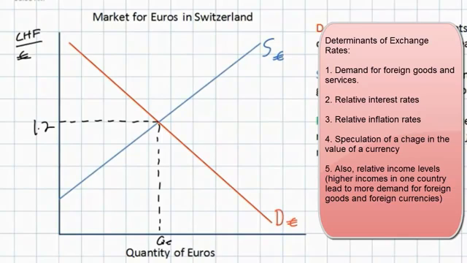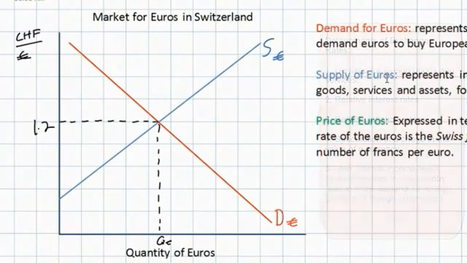Next, let's talk about some factors that can cause the supply of euros to change in Switzerland. As we said before, the supply of euros represents individuals in Europe who buy Swiss goods, Swiss services, and Swiss assets, for which they must supply euros to the Swiss foreign exchange market. If anything changes that causes an inflow of foreign investment into Switzerland or an increase in demand for Swiss goods from European households, any of these things can cause the supply of euros to change and shift outwards.